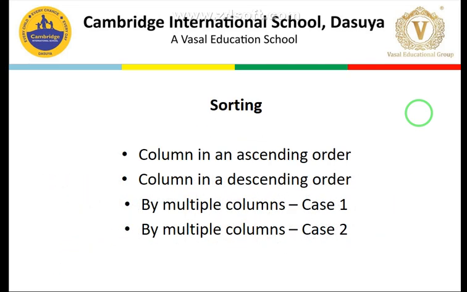Students, then we applied the sorting operation on a data frame. We basically covered the four combinations. By default, we arrange the data in ascending order. We can explicitly mention the descending order, and then we discussed two cases of how we can apply the sorting on multiple columns. So we discussed two different scenarios.